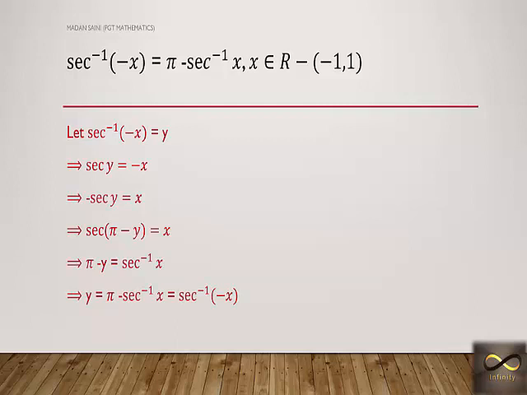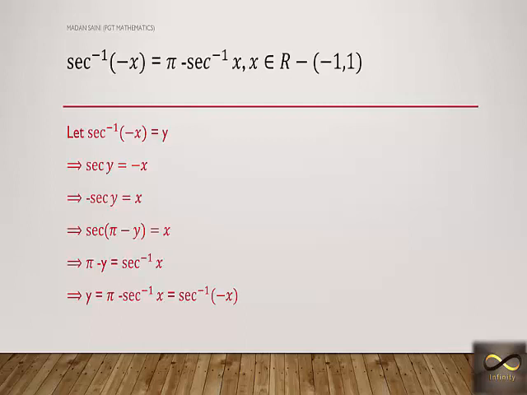Interchanging the position, we will have y is equal to pi minus sec inverse x, and in the beginning we assumed y is equal to sec inverse of minus x, so we will have the result. I hope you understood this too. So similarly you can prove the rest of the two based on the same thing.